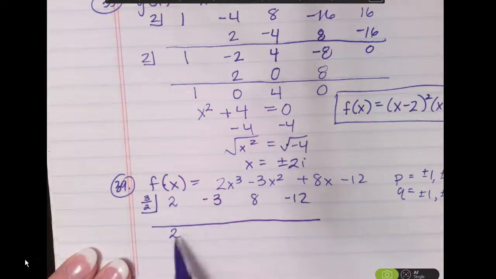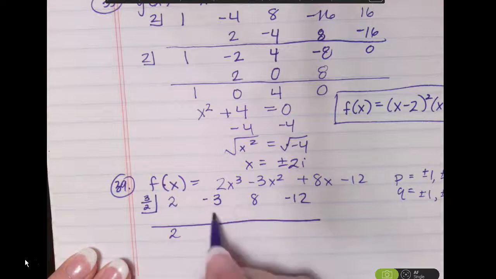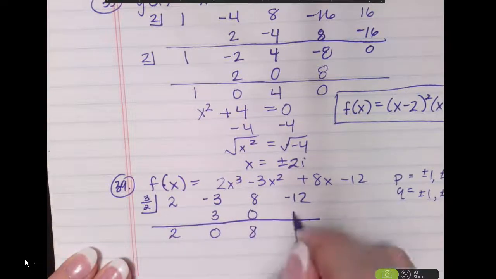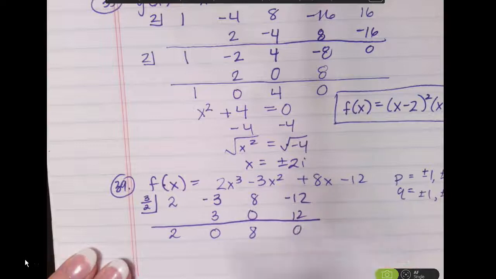So I'll bring down my 2. 2 times 3/2 is 3. Then there's a 0. 0 times anything is 0. 8. 8 times 3/2, or 8 times 1.5, is 12. So now we get 2x squared plus 8.